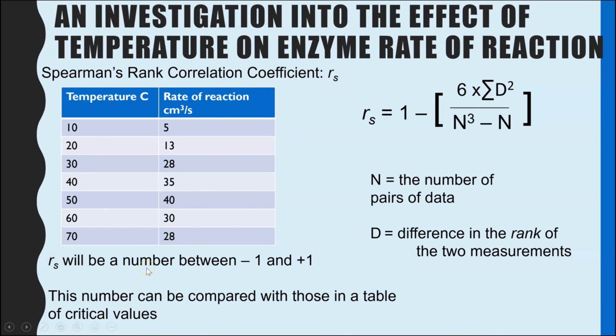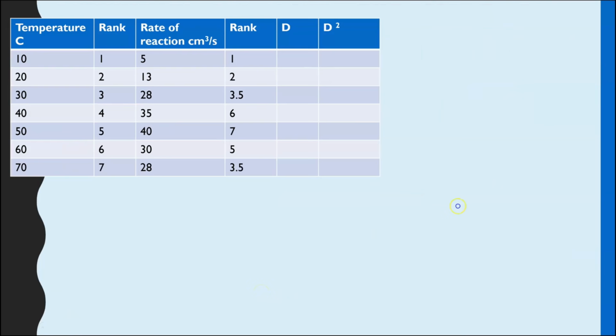The RS value will always be between -1 and +1. +1 means it's a perfect positive correlation. -1 is a perfect negative correlation. And if you get 0, it's no correlation at all. And then you can get values between 0 and 1, which indicate how strong or weak it is. And then we'll compare it to a critical value table to say whether it's significant or not.